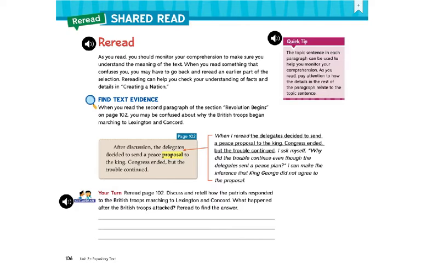So when we read page 102, we're going to retell how the Patriots responded to the British troops marching. What happened after they attacked? You are going to reread to find that answer.